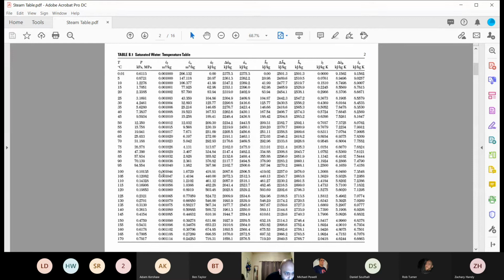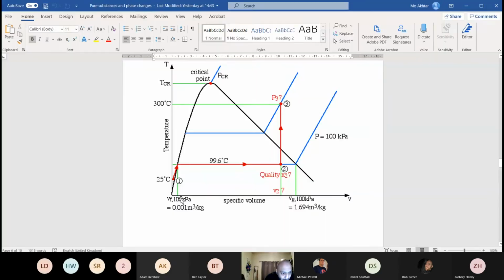So at 100 degrees, this one is 0.00104 and 1.6729 for saturated vapor. If you go back to your Word document, sorry, I'm going to switch over. Can you see the numbers there? 0.001 and 1.694. So these numbers are from the steam table. Now we've got VF, we've got VG, the boundaries. So the specific volume here is that, and the specific volume there.